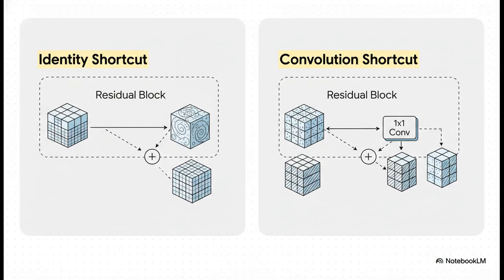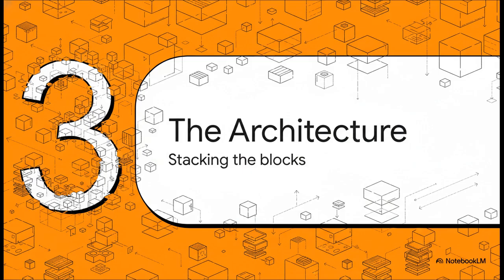All it is a quick one-by-one convolution whose only job is to resize that original shortcut so it perfectly matches the new shape of the main path's output. Then, the addition can happen without a problem. Okay, so we've mastered our fundamental building block. Now let's zoom out and see how we actually stack these little guys together to build the entire ResNet-18 architecture. This is where that one simple idea really scales up into a deep, incredibly powerful network.